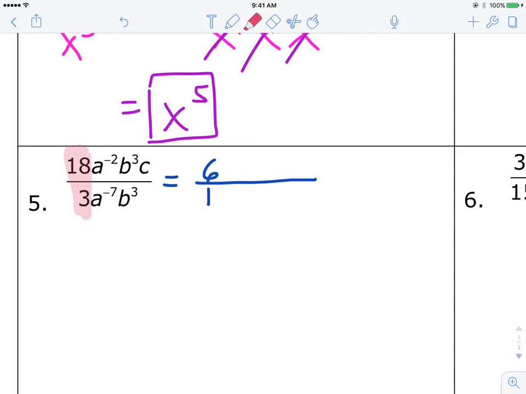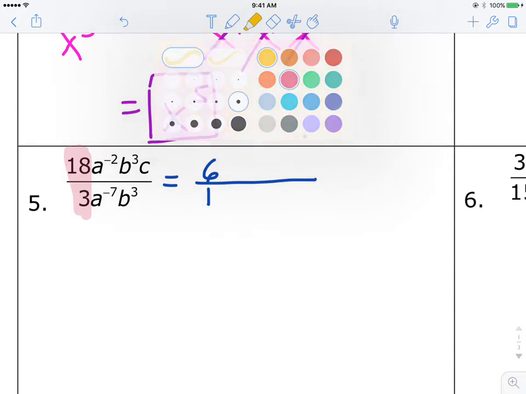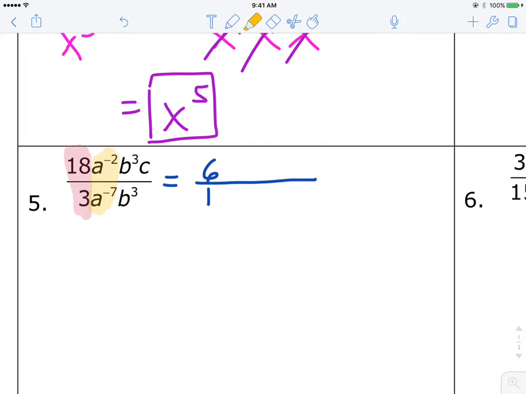And then we look at our a's, and we're kind of sad because they have negatives, but we can deal with this. We're going to ask ourselves the same question. Where is it bigger? In other words, what is more, -2 or -7? Well, -2 is technically more because it's closer to 0, right?